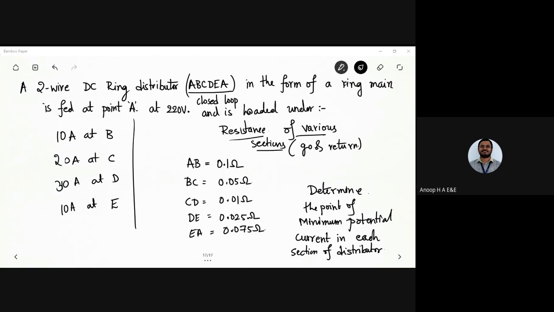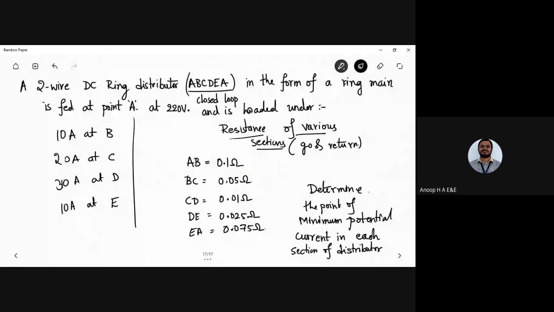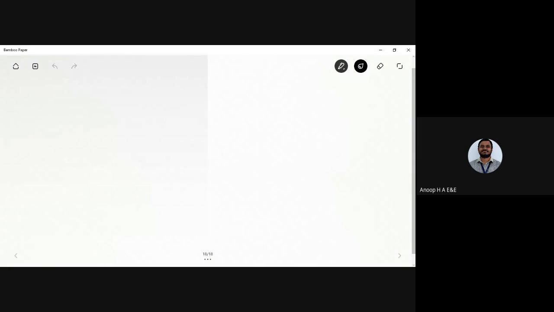Okay, how will you formulate the network here? So these are the resistances of each section. Yeah, so let me move on to the solution right now. So how will you write the network?